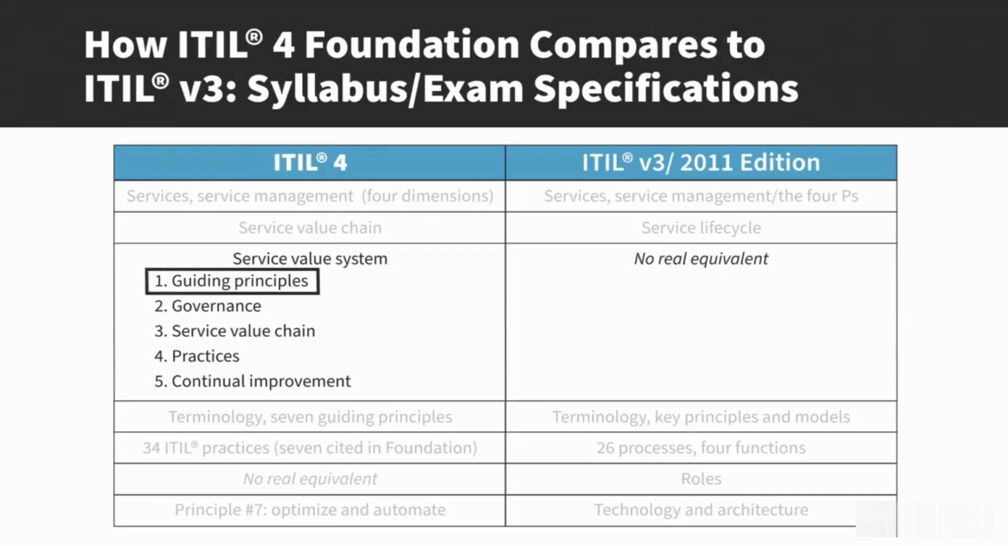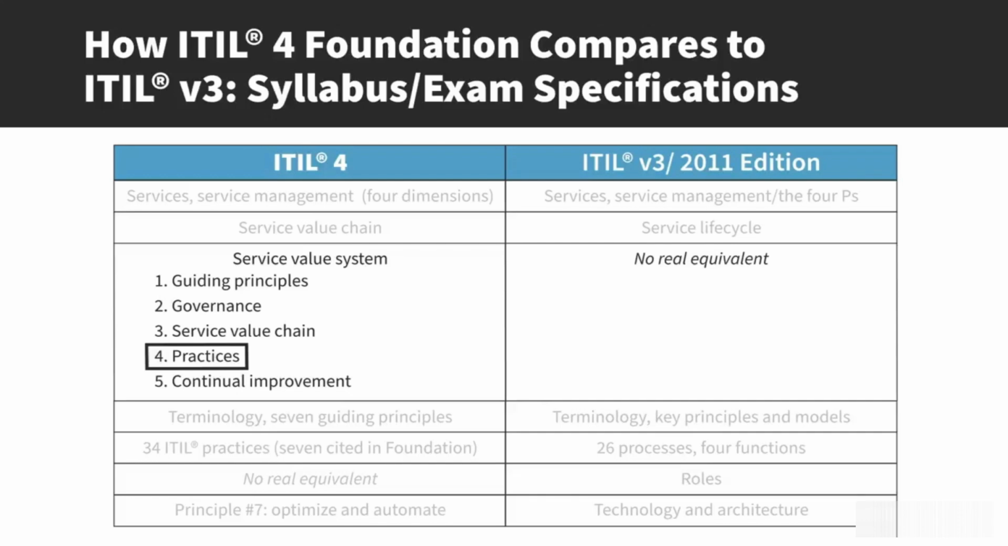Guiding principles are maxims that guide organizations over changing times and circumstances. Governance is how an organization is directed and controlled. The service value chain is an organization's interrelated activities that it performs to create and deliver a valuable product or service to its consumers. Practices are organizational resources designed for performing work or accomplishing an objective.